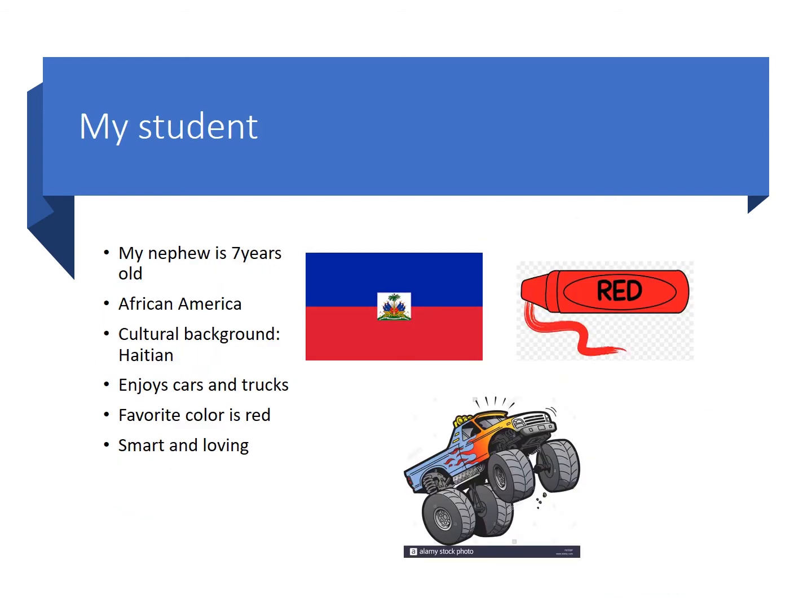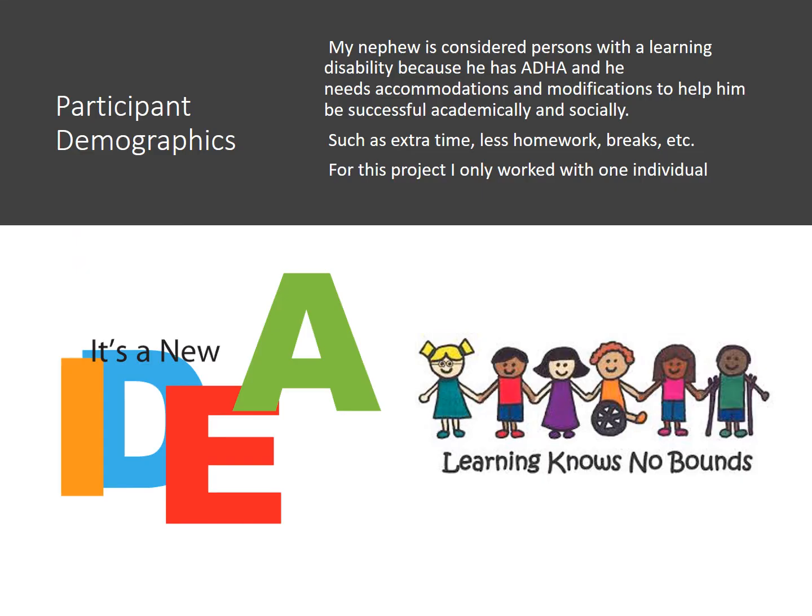So my student, which is my nephew, is 7 years old. He's African American, and his cultural background is Haitian. He enjoys cars and trucks. His favorite color is red, and he is a smart and loving young man.